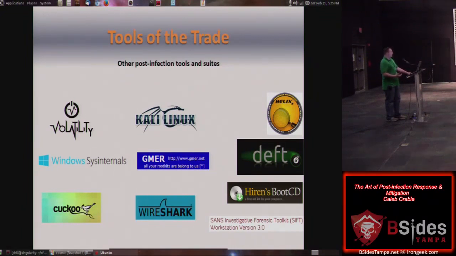Deft, I was looking for a Helix alternative and found Deft. Deft actually was able to load the Mac images where Helix couldn't. Some weird library was missing. Deft had it, Helix didn't. It's pre-compiled. I used a bootable CD, so I didn't want to install a bunch of stuff and burn the CD again. Hiren's Boot CD, if you don't know what Hiren's is, look at it.